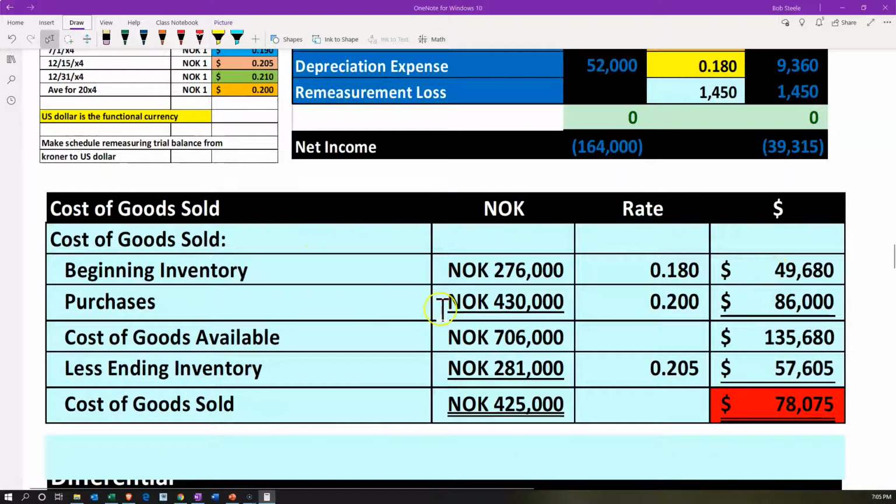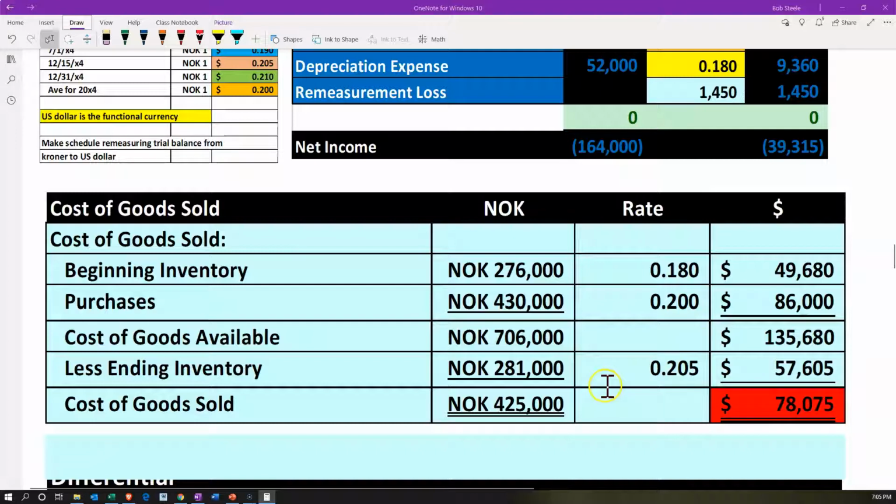But then the purchases, we're multiplying it times the 0.2 because the purchases happen throughout the entire year. So we should use an average, the representative number. And that's going to be the 0.2. So that's going to give us the 86,000. So we're using these different rates again, which is going to mess things up to some degree. In other words, we couldn't simply just take the cost of goods sold and multiply it times a rate if we're going to apply these different rates to the components of the cost of goods sold formula.